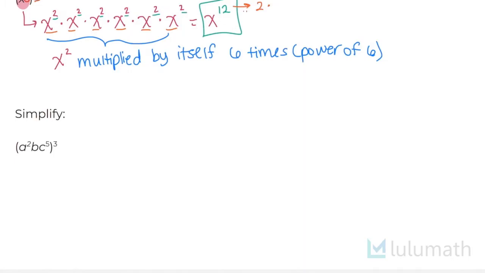Now we're going to build our way to a little bit more complicated expressions. This is saying a to the power of 2, b to the power of an invisible 1, c to the power of 5, all being raised to the power of 3. So all I'm doing is taking a to the power of 2, b, c to the power of 5, and multiplying it by itself 3 times.